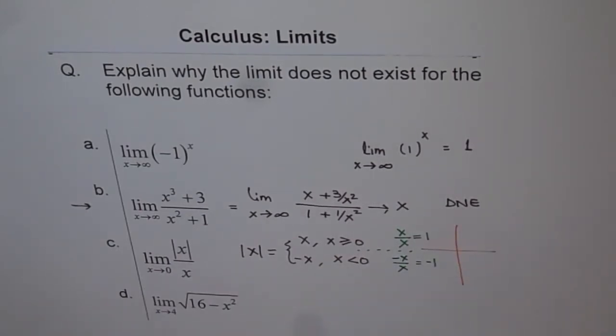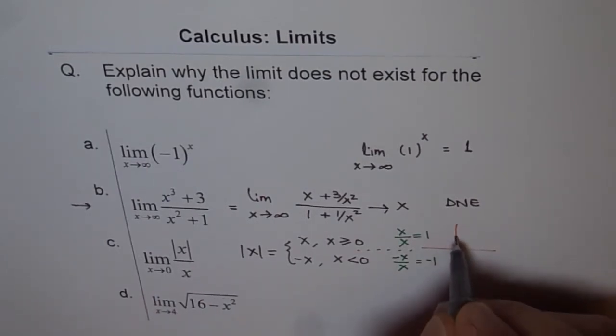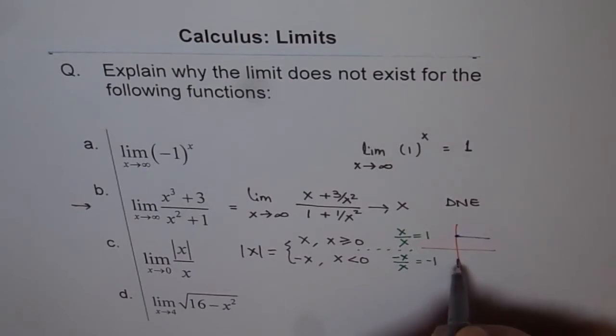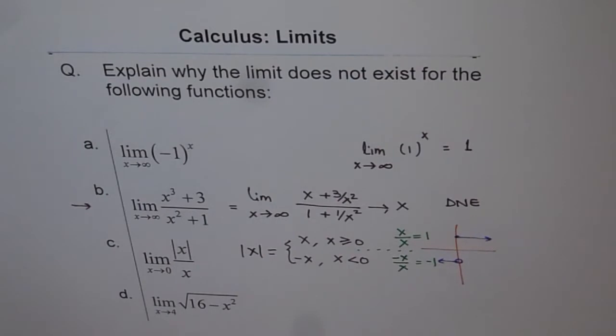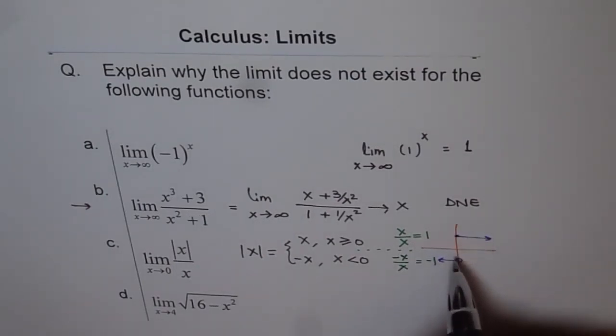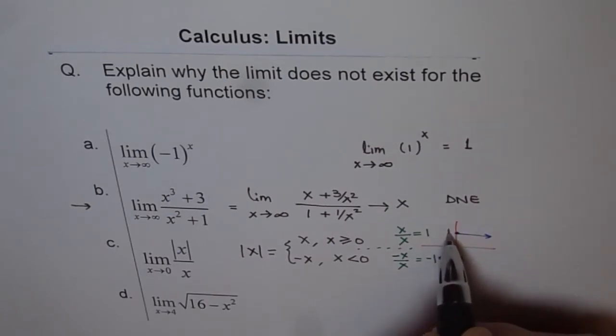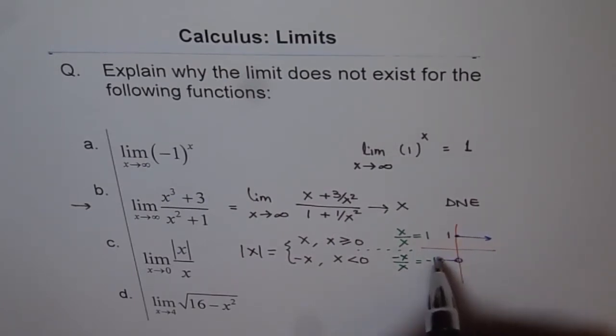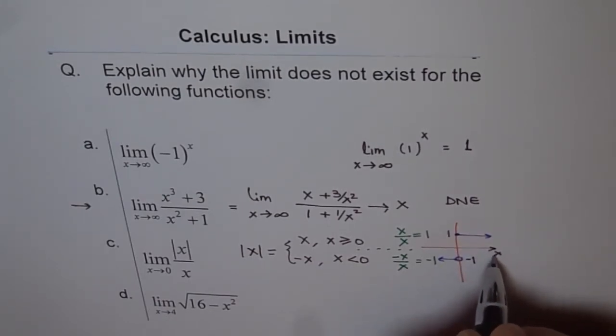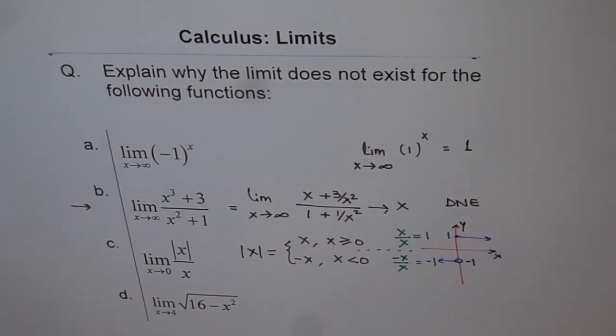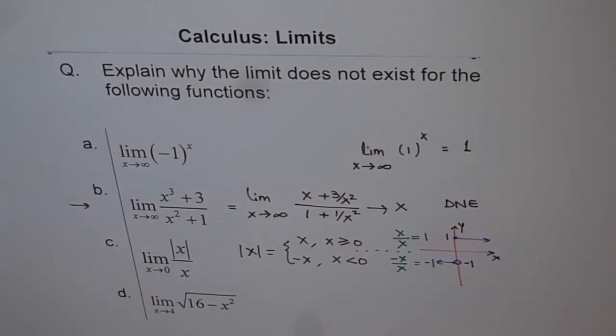If I have to graph it, then the function absolute x over x could be graphed like this. A hole here. Do you see that? Now, you can see very clearly from this graph that when you approach 0 from the right side, you're approaching 1, and if you approach 0 from the left side, you're approaching minus 1. And that is the reason that the limit of this function does not exist as x approaches 0, correct?